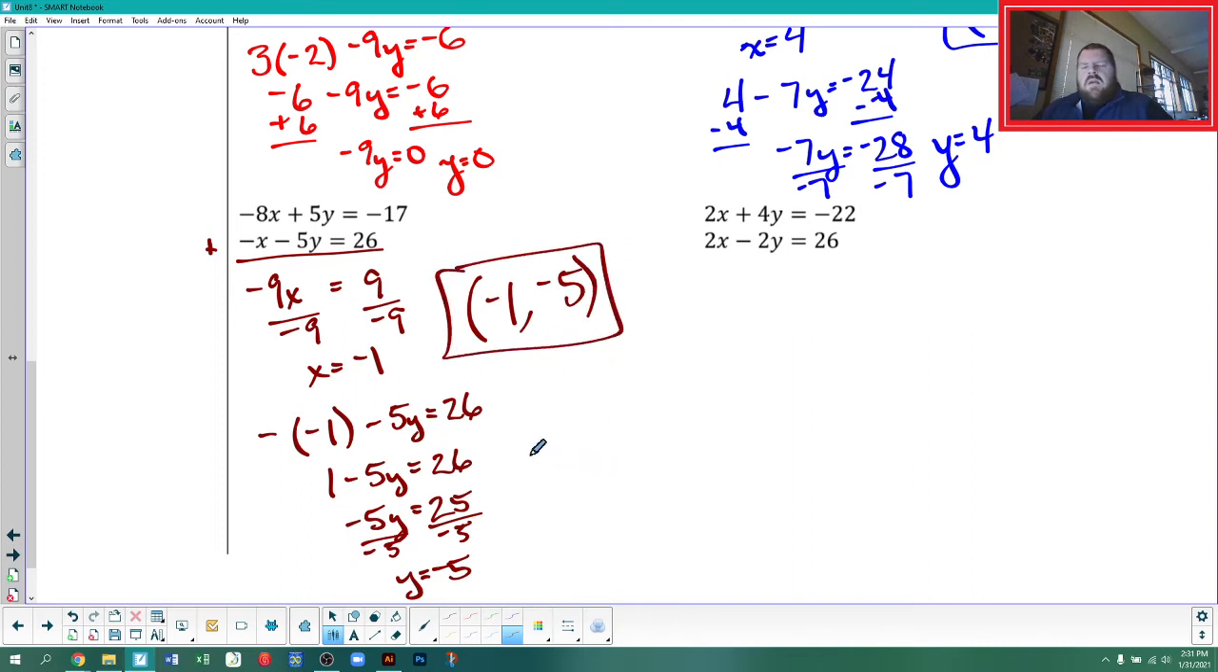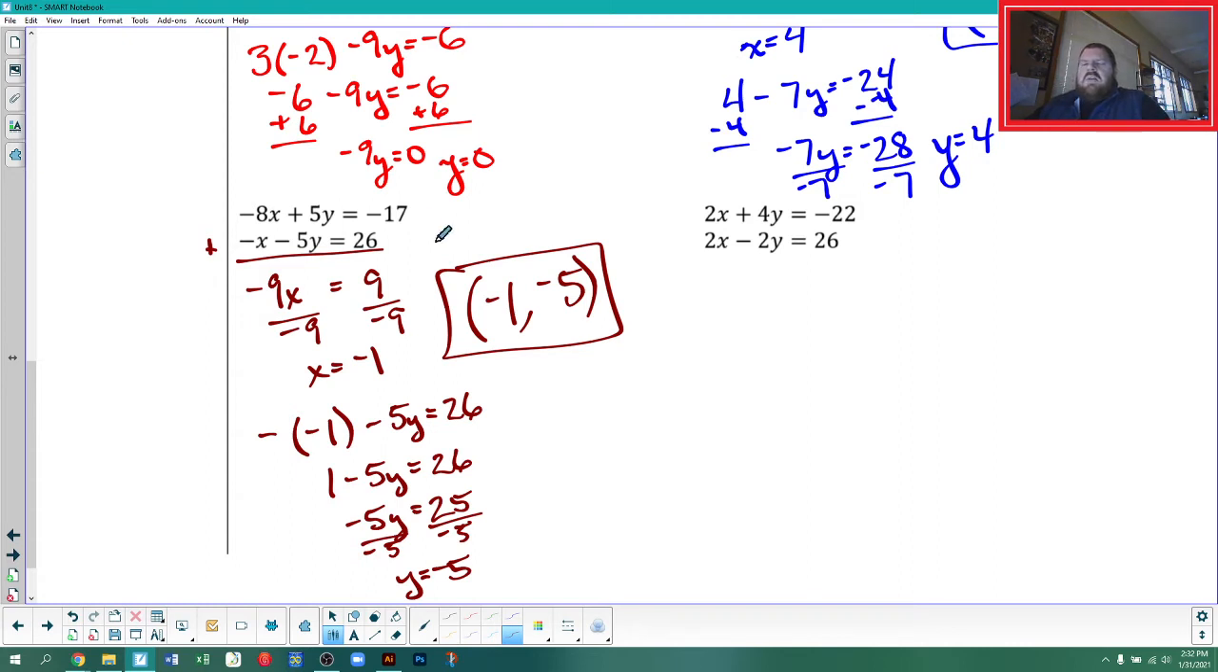Okay. Now let's look at our next one. X's, y's, equals, numbers all stacked. That step 1 is done. And now I need to figure out which one I'm going to cancel out. In any system of equations, you could cancel either variable. We're just going to try to look for the one that's easiest to cancel.